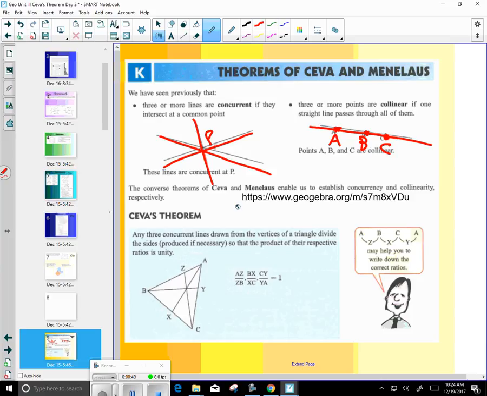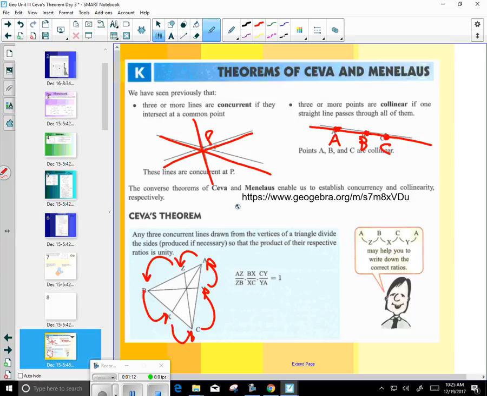You can maybe even think of this in 3D, but we're not doing that here. But concurrent is what happens in Ceva's theorem. You have a triangle, and you just have lines coming out of vertices, going to the opposite side, and they intersect at the same place, which we call concurrently intersect. Then you're going to see what the relationship of these sides going around is.